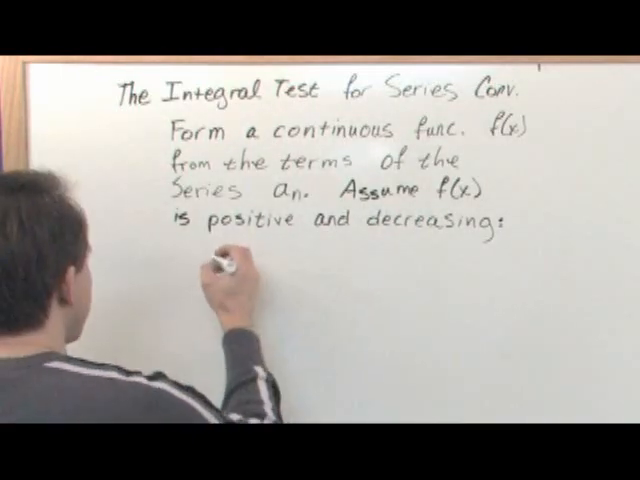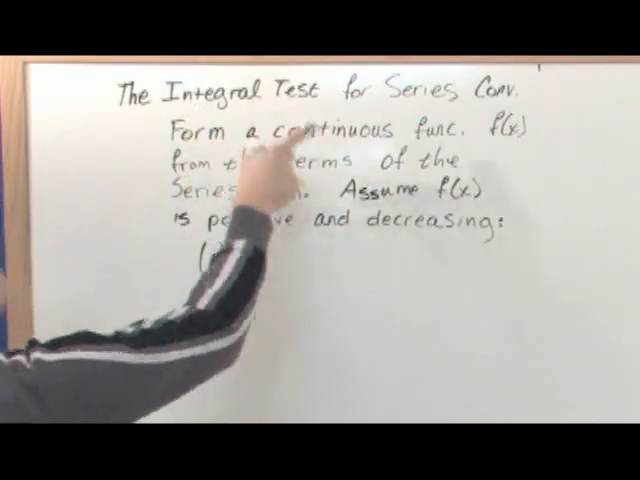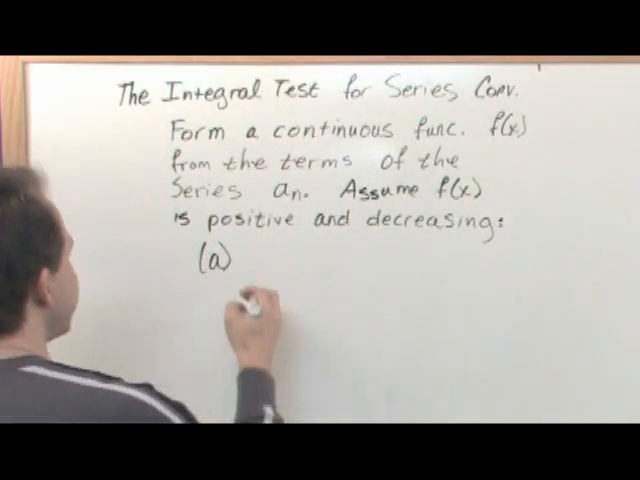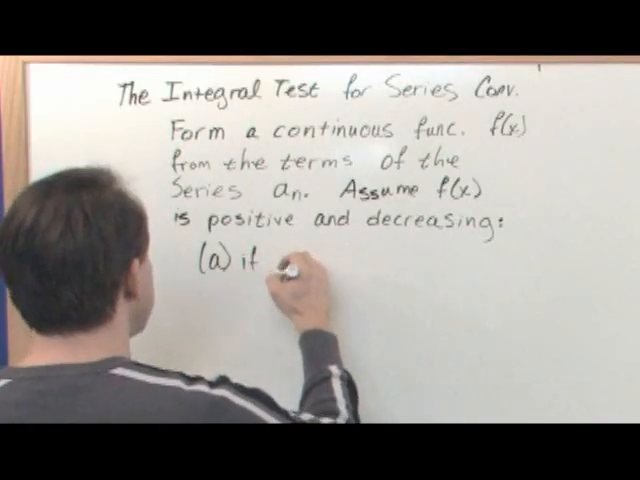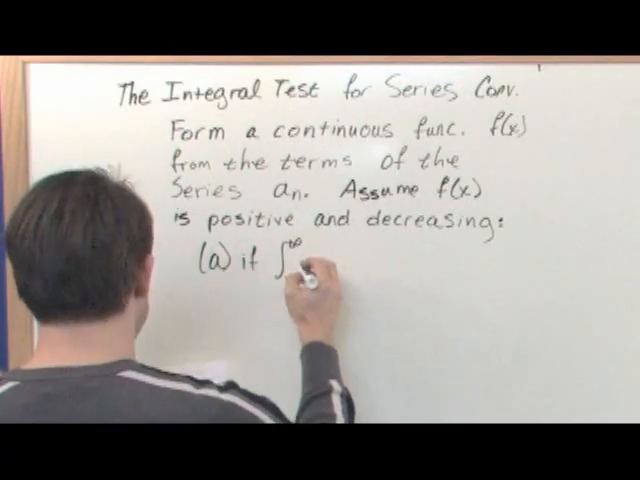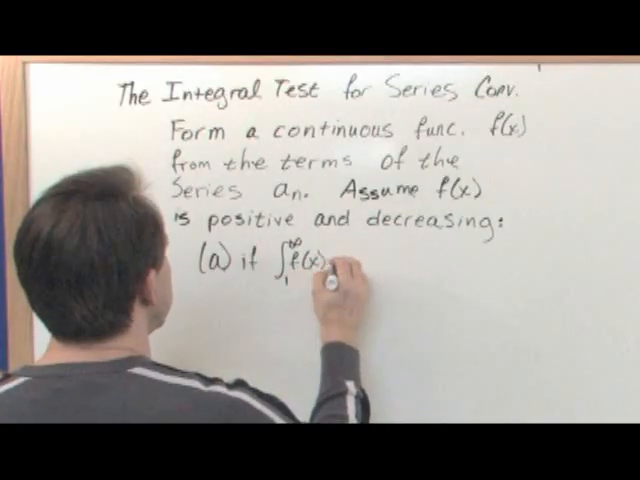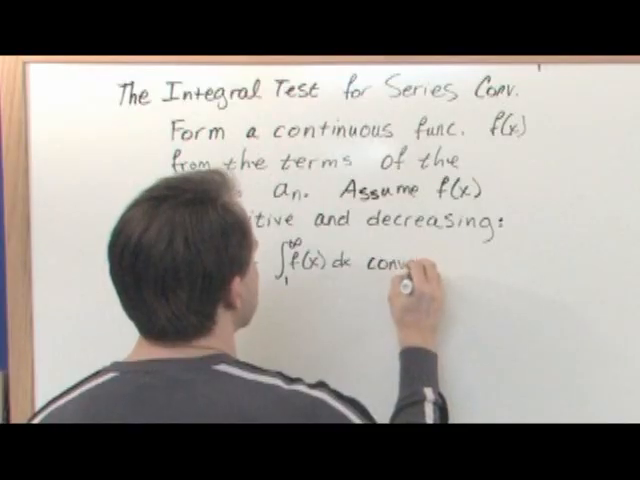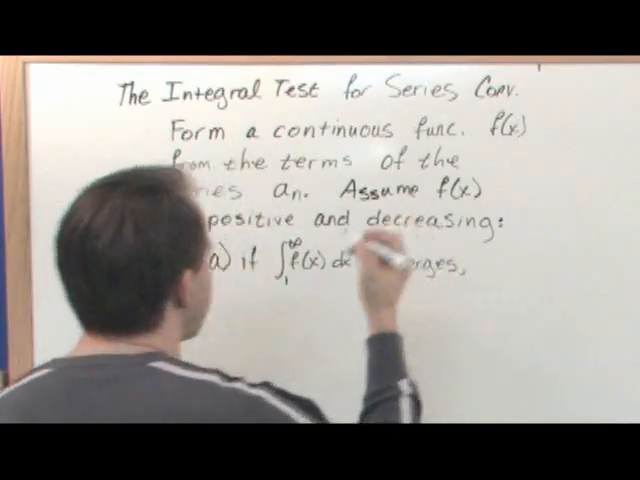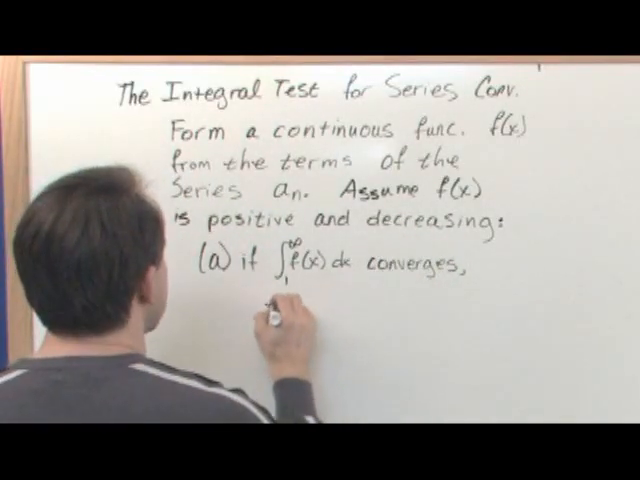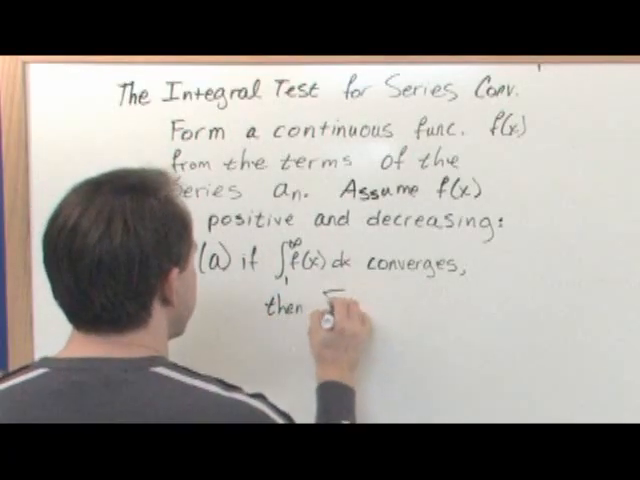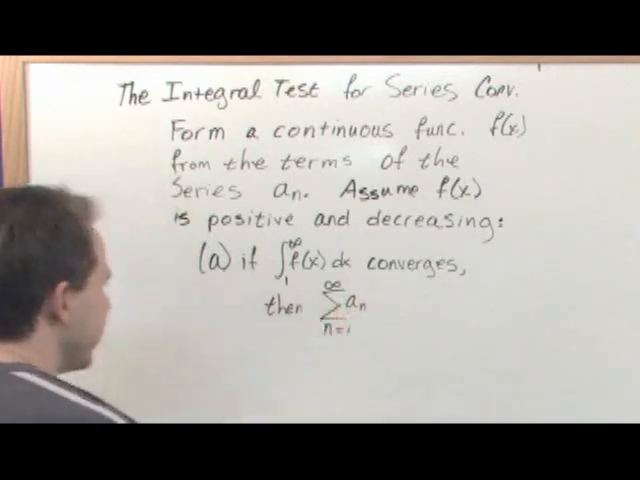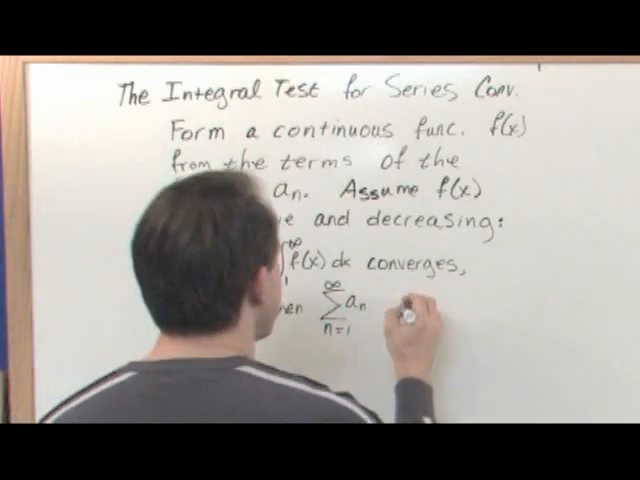Okay, so then we're going to have a part A, and part A says, so we're going to assume all this stuff, which really is no work on your part. It just says, okay, assume this is the case. Then we're going to say, if the integral from 1 to infinity of f of x dx converges, then the sum from n equals 1 to infinity of a sub n, which is the series that we were interested in testing in the first place, converges.